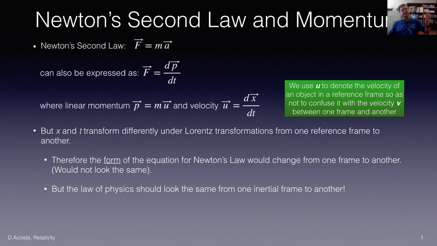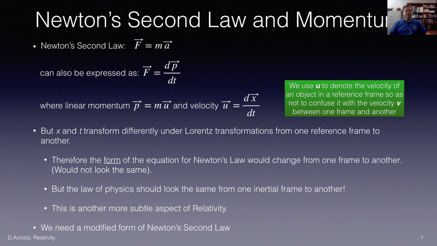But the laws of physics should look the same from one inertial frame to another. We don't want to have to write another set of Newton's laws for one reference frame versus another, because there's an infinite set of reference frames. So we need the laws of physics to look the same for it to be an inertial frame where the laws of physics hold. This is kind of a subtle aspect of relativity. We need the laws of physics to look the same in all inertial frames, just like Maxwell's equations need to look the same. So let's start over. Let's try to redefine momentum. And then from there, we'll have a modified form of Newton's second law.